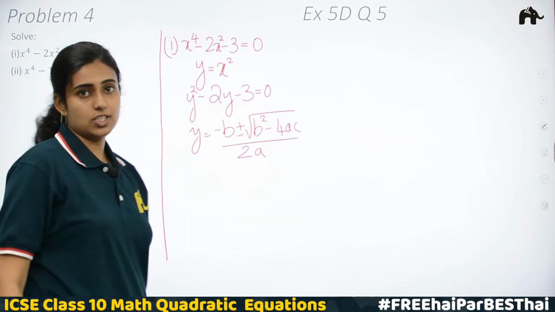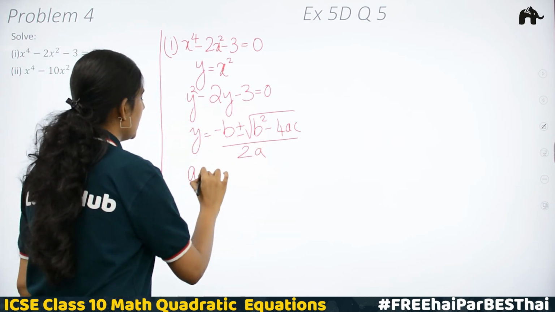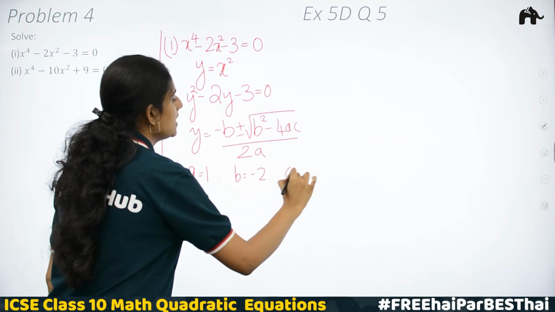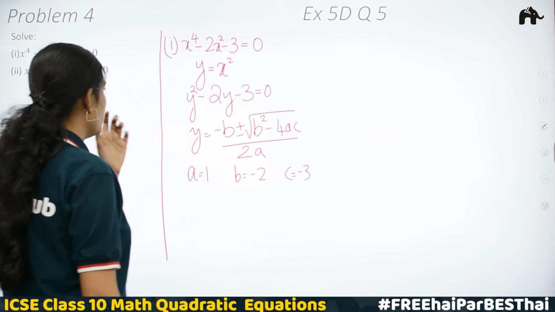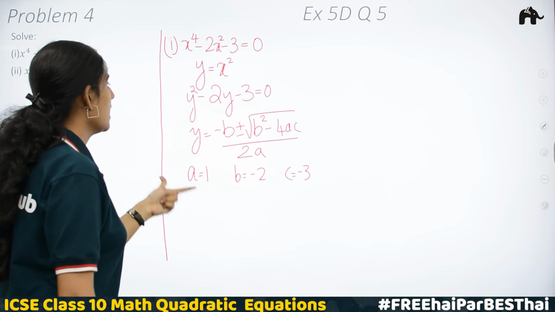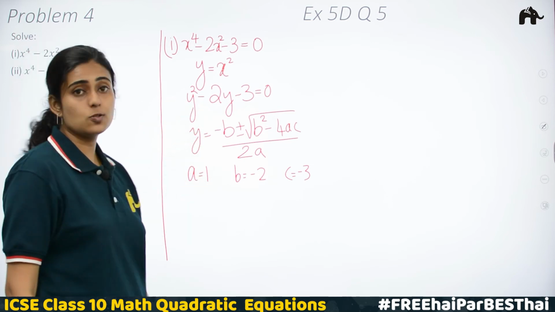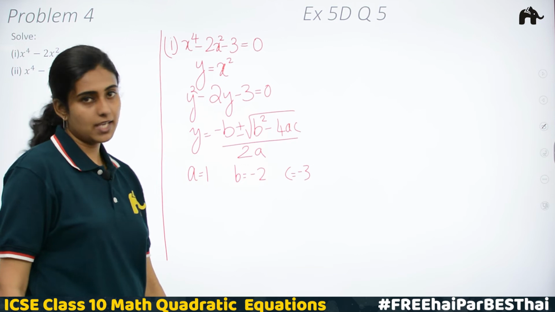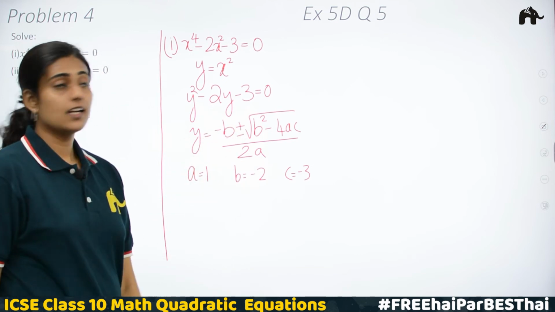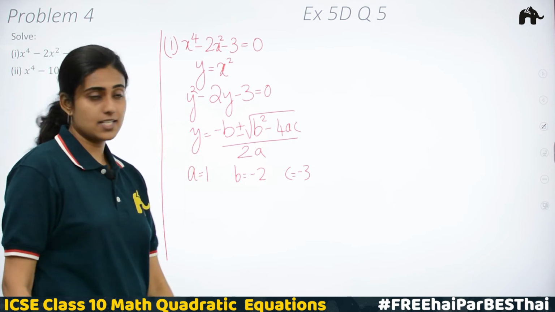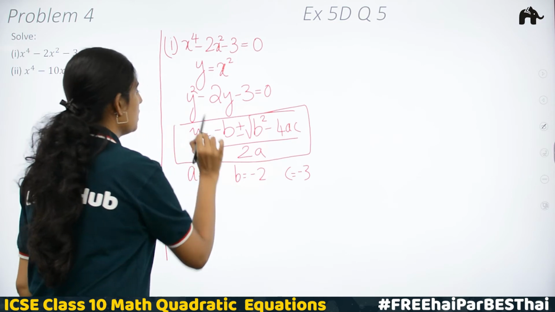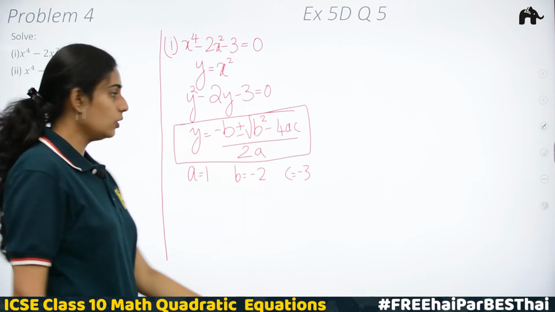Now in this equation, what is a? A is equal to 1, b is equal to minus 2 and c is equal to minus 3. When you compare this to the standard form of quadratic equation, we get a is equal to 1, b is equal to minus 2 and c is equal to minus 3. Now substitute in this formula to find the roots of quadratic equation. Minus b plus or minus root of b square minus 4ac divided by 2a.